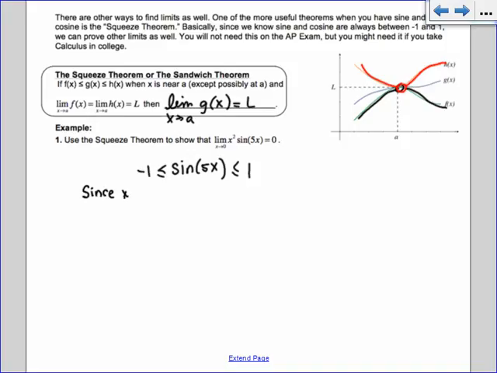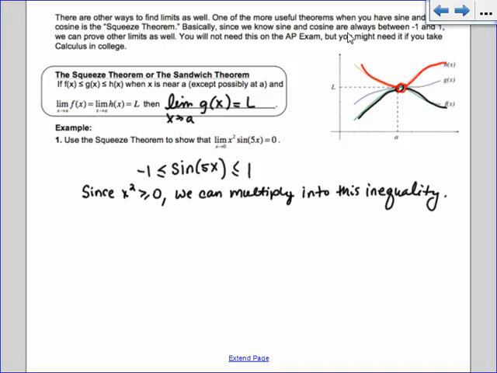So I'm going to say since x squared is greater than or equal to 0, we can multiply in. You don't have to write all of this, but we can multiply into this inequality. So we're going to multiply by x squared. So we're going to have negative x squared is less than or equal to sine of 5x, which is less than or equal to x squared. Okay, and now we think about limits. So we say, well, what is the limit as x goes to 0 of negative x squared? And what is the limit as x goes to 0 of x squared?